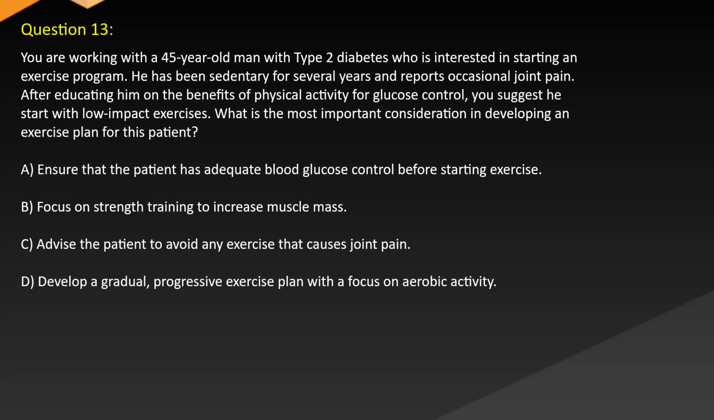A. Ensure that the patient has adequate blood glucose control before starting exercise. B. Focus on strength training to increase muscle mass. C. Advise the patient to avoid any exercise that causes joint pain. D. Develop a gradual progressive exercise plan with a focus on aerobic activity.